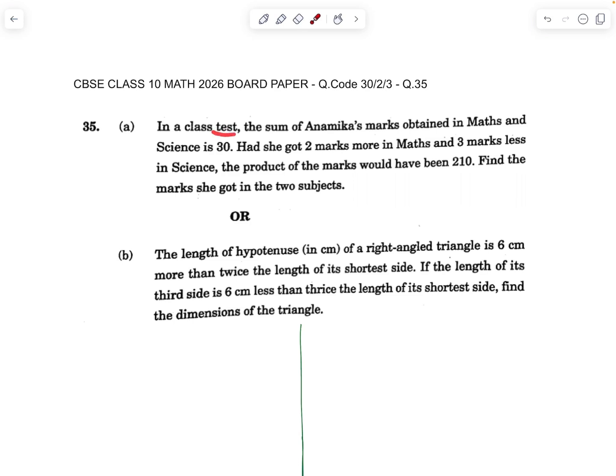In a class test, the sum of Anamika's marks obtained in maths and science is 30. Had she got 2 marks more in maths and 3 marks less in science, the product of the numbers would have been 210. Find the marks she got in the two subjects.